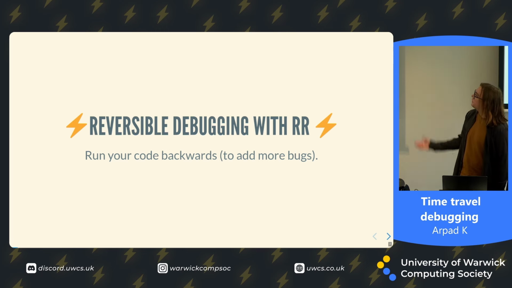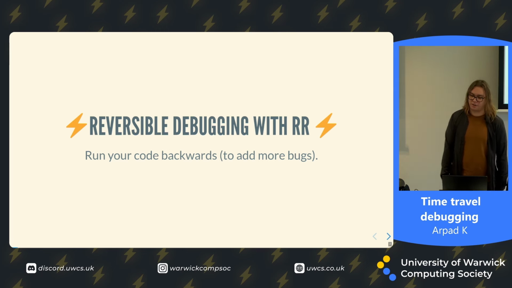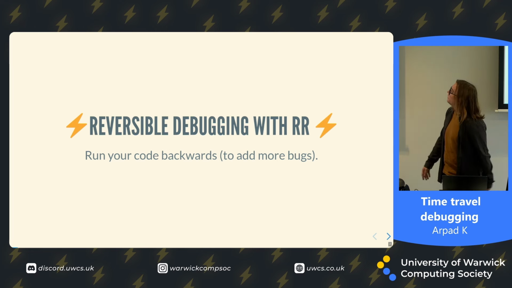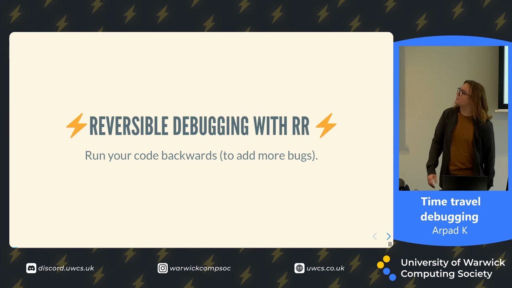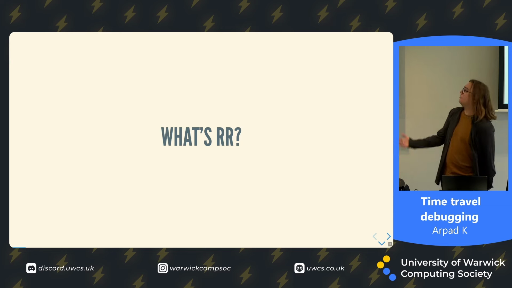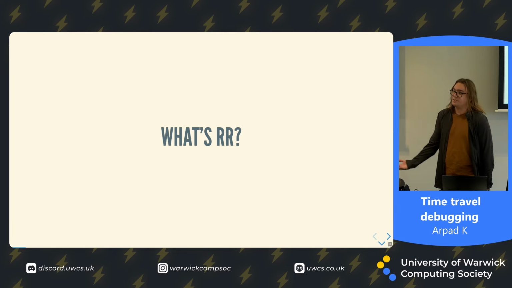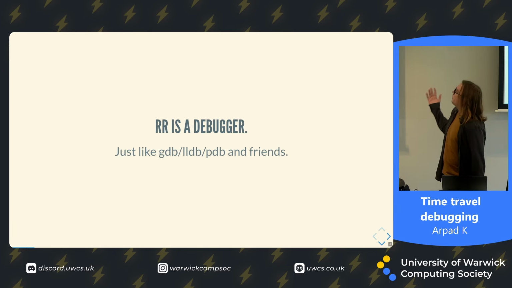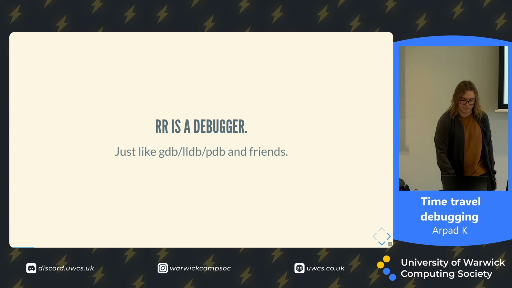I'm going to be taking you through reversible debugging with RR, which sounds magical, and we're slowly going to make it less and less magical. But to begin with, what is RR? Fundamentally, it's still a debugger, just like all the ones that you're aware of. The user interface is essentially the same, so if you're familiar with those, you'll feel right at home here.